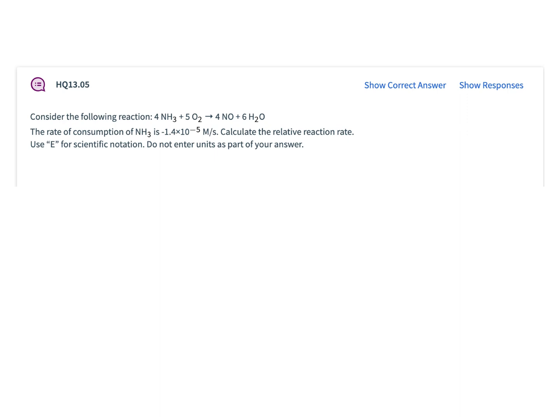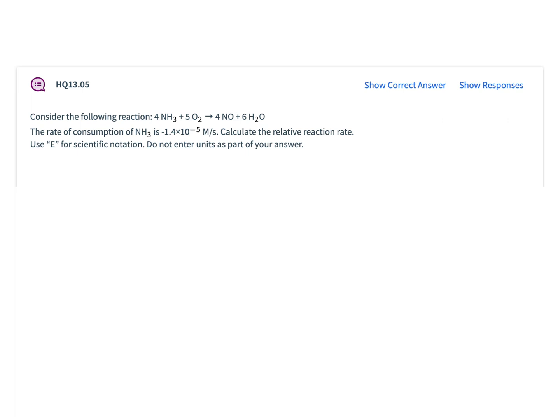All right, there are a few questions on homework question number 5 in module 13, and I just wanted to help separate the different questions. This question is telling us that ammonia is consumed at 1.4 times 10 to the minus 5 molar per second. Calculate the relative reaction rate.